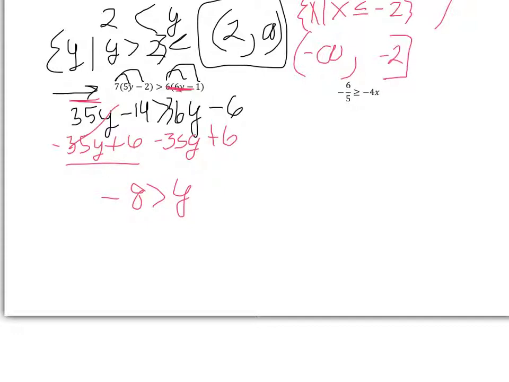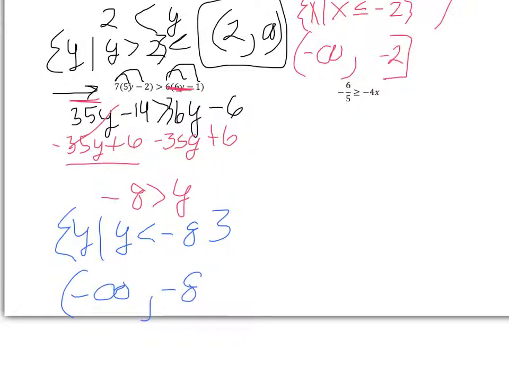So we can say negative 8 is greater than y, but it just makes more sense to me if I say y is less than negative 8. So to put this in set builder, line, y, scribble. We could graph this to get this in interval notation, but I notice that if y is less than negative 8, we're coming from the left, so this is going to be the interval that starts at negative infinity, goes to negative 8, and because we have less than, not less than or equal to, we have a parenthesis there as well.